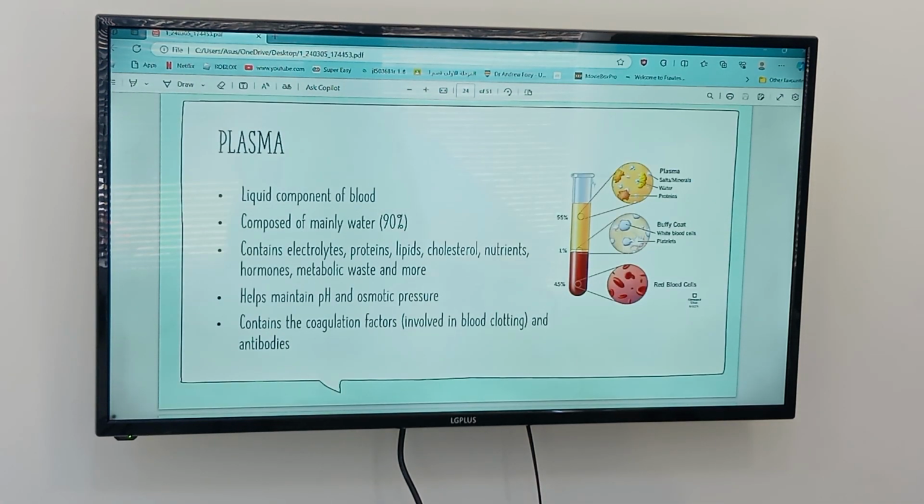Okay, we studied the blood cells before, RBCs and leukocytes. Now we go on to the plasma. We can have a break and then continue, or do you want to continue? As you like, up to you. Break.